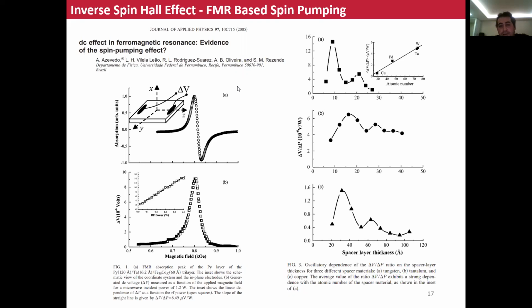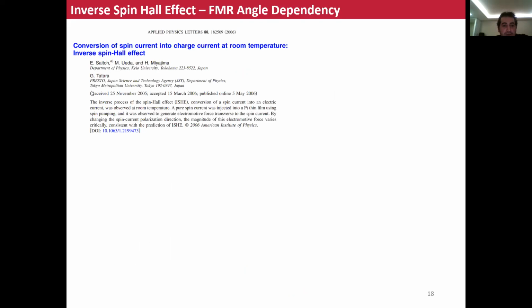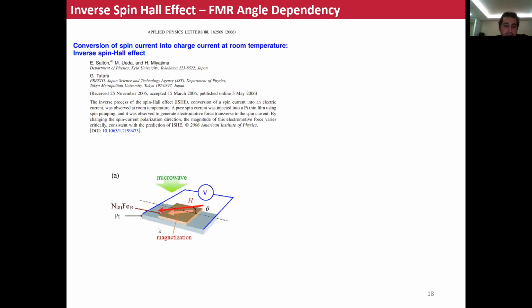After 1 year, Saito et al. clarified this effect by fabricating a permalloy structure on top of a platinum strip. And they did the same ferromagnetic resonance experiment, and they measured the voltage created at the edges of the material. And they swept the angle. This is the angle for the applied magnetic field. If this theta is 0, it is parallel to the voltage axis. And if it is 90 degrees, it is perpendicular to the voltage axis.